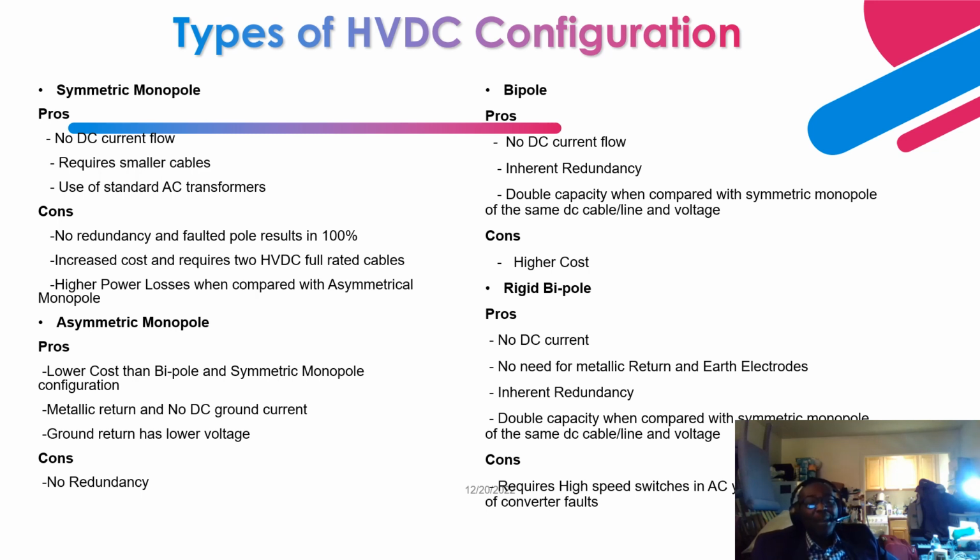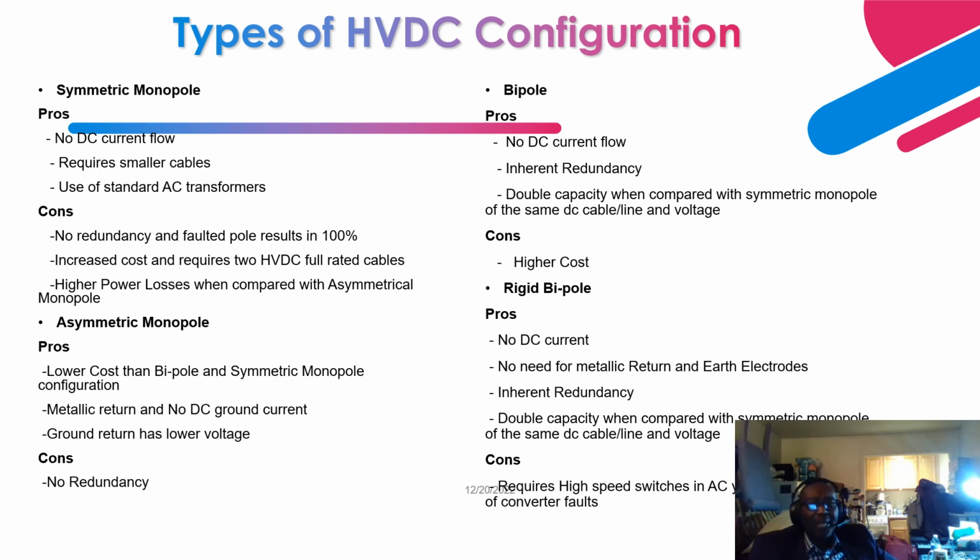Now let's talk about the bipole. It has four converters, right? The middle part is the neutral, which is grounded at each end. During steady state operations, you don't have any DC ground current flow unless of course there's a fault, and even then, the converters control the fault. It has an inherent redundancy. That is, if there's a fault on one pole, you can shift from a bipole configuration to a symmetric monopole configuration, and utilize one pole and the neutral as a return.